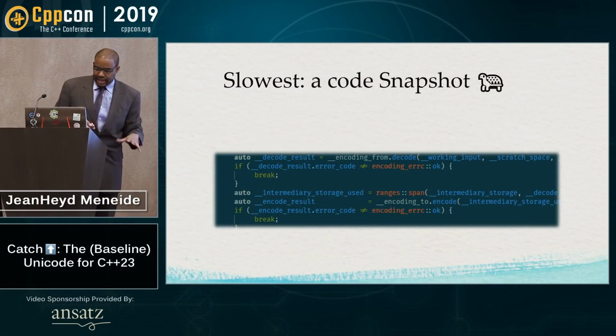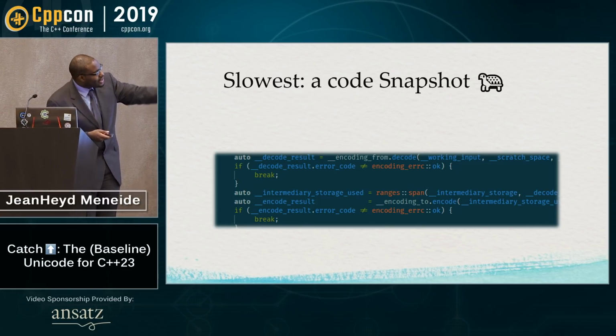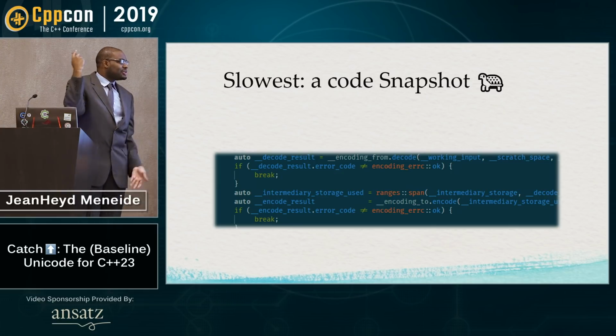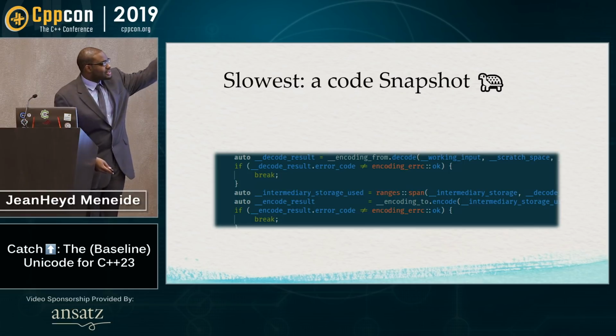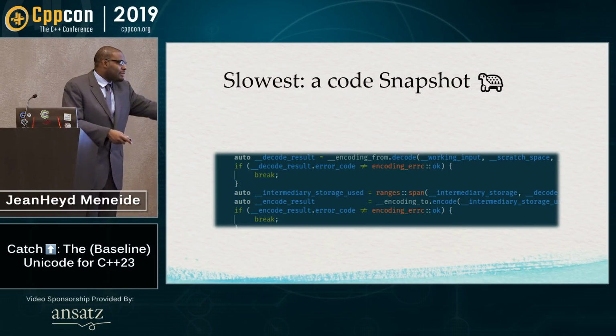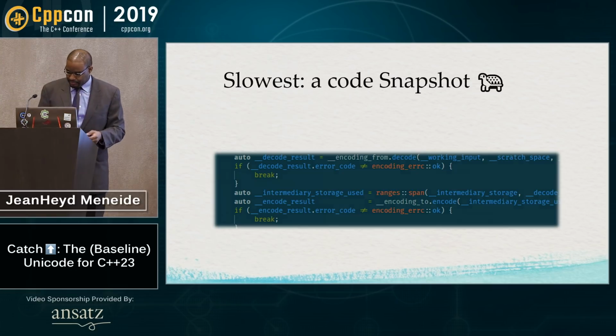This is a bit of a snapshot of the code that I have already written. Basically, you take the decode result, you call the encoding's decode, you check if something went wrong, and you get out of there if it has. Otherwise, you use the intermediate storage to encode to the next thing, and if an error happens, you leave. Otherwise, you're fine. And it's a very slow process.